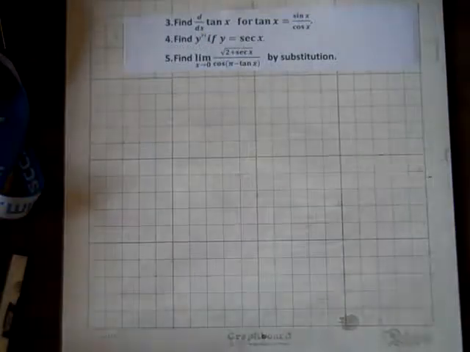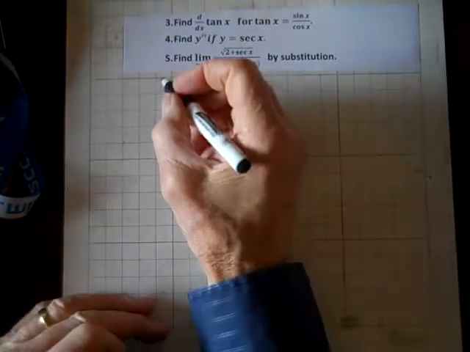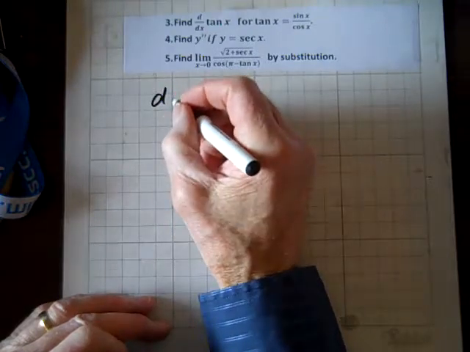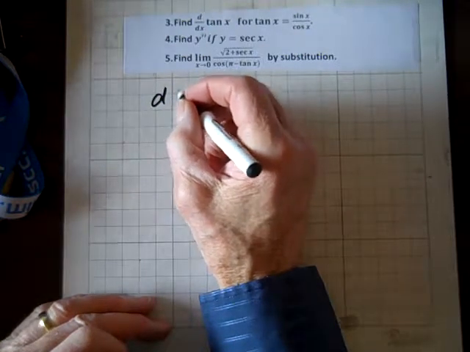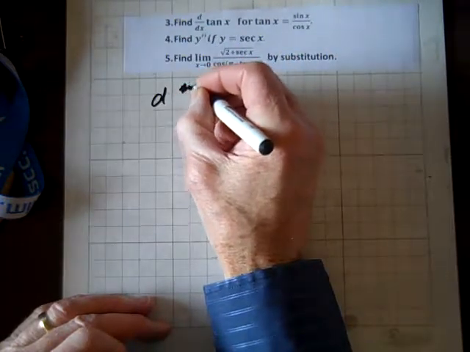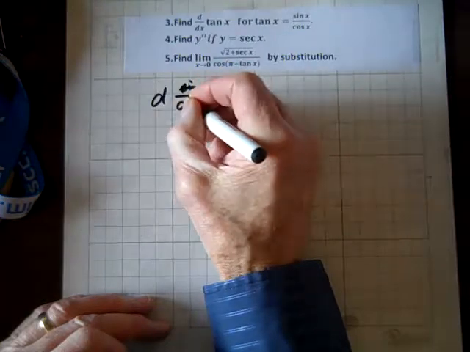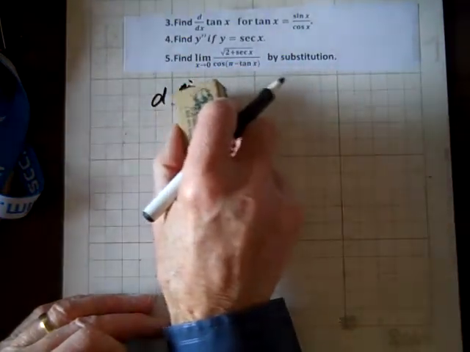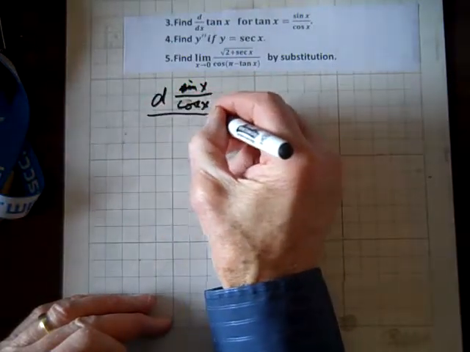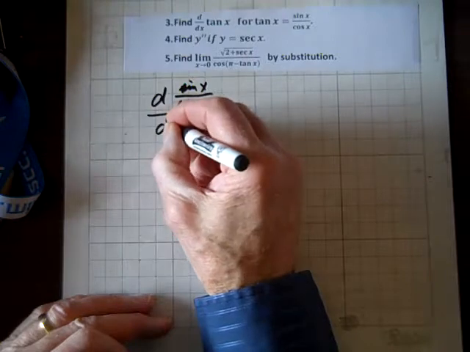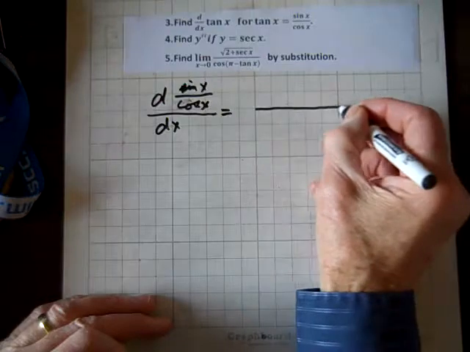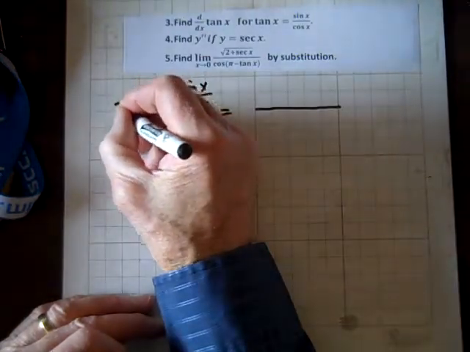Well, here we go with problem 3. And so we have to find the derivative of tan x with respect to x, but we want to write it in terms of sine x over cosine x, which is tan x. And so now we'll use the quotient rule, and this is 3, by the way.